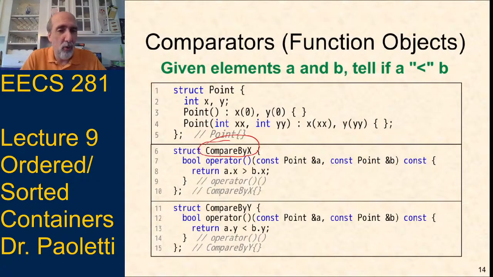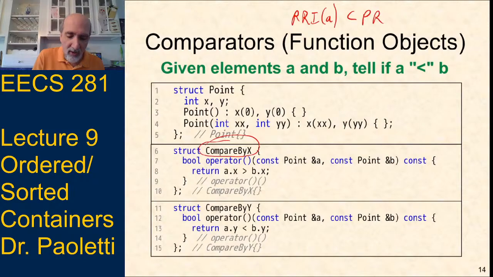Well, think about the question. And this is something you got to keep in mind when you do the project 2. Functors for a priority queue always answer the question, is the priority of A less than the priority of B? And what I like to do here to make sure I've got it correct in my head is I make an example and see what happens.